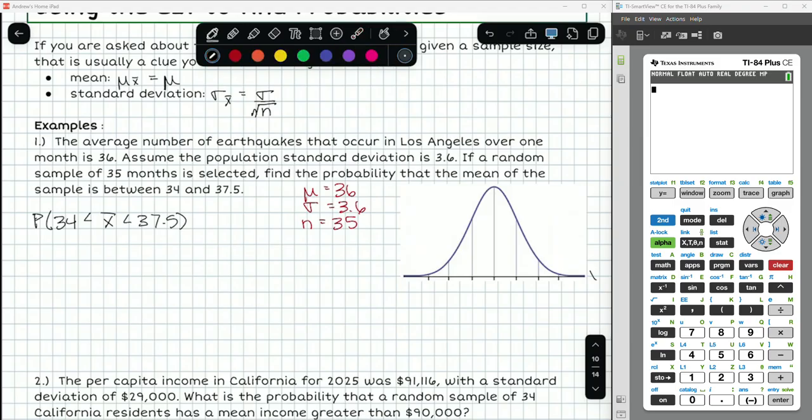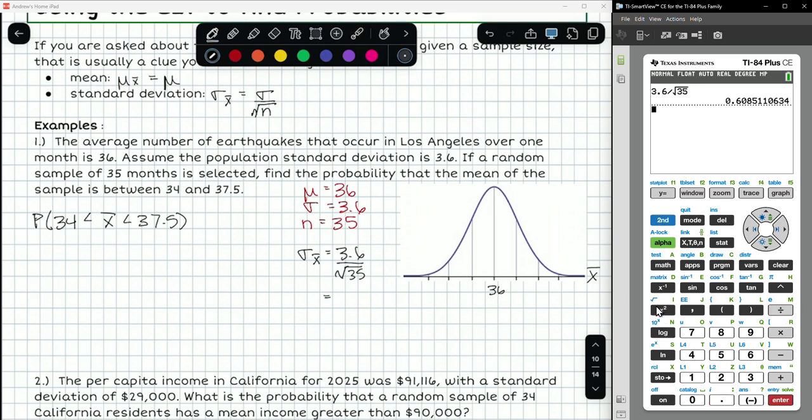And notice I'm using the symbol for mean instead of just an X for a data value. That means on my graph, I'm not plotting X, I'm plotting X bar. My mean is still 36, but now my modified standard deviation is going to be 3.6 divided by the square root of 35. I'm going to do that calculation really quick. I get 0.6085. I'm going to round that to 0.61.